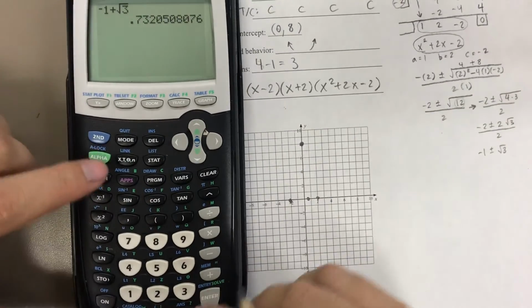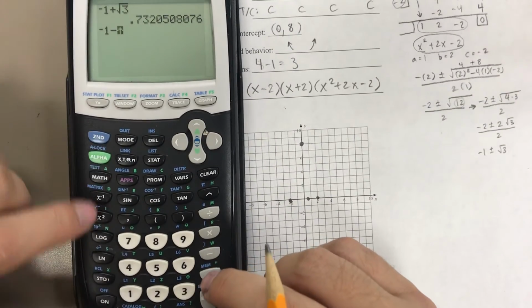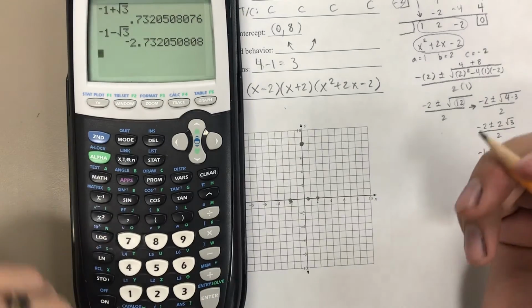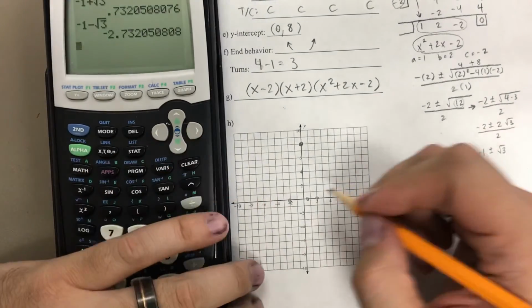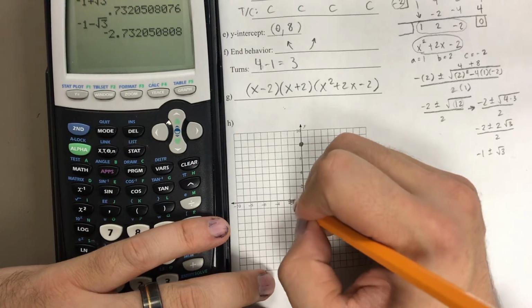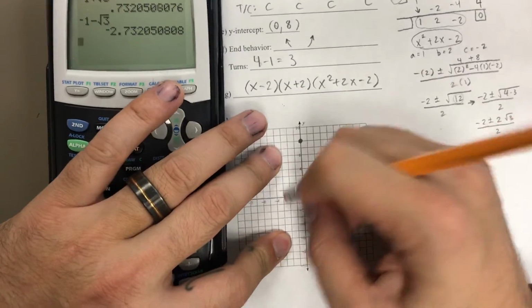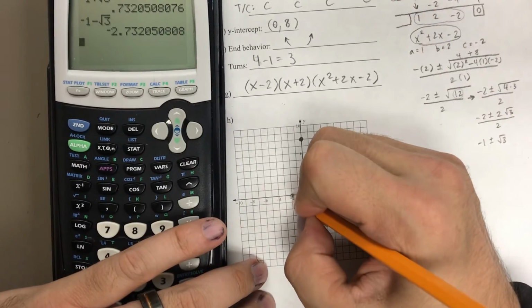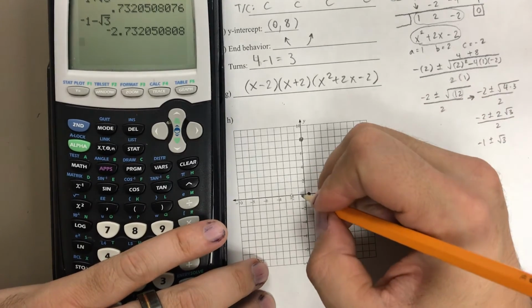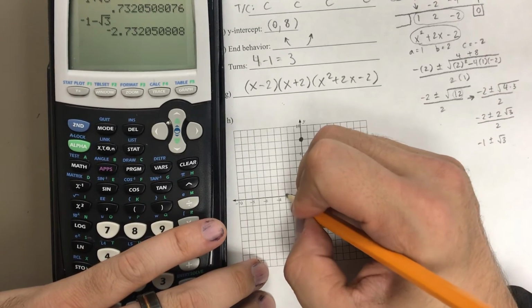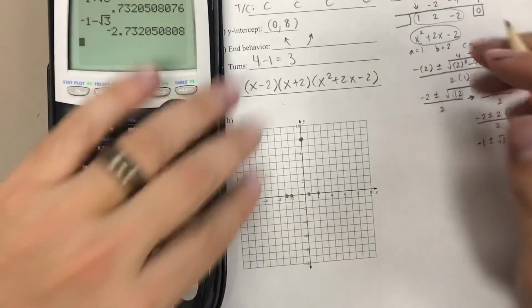And then let's try the other one out. So -1 minus the square root of 3, and we get -2.73 something or another. So it's going to be to the left of -2. Maybe I'm going to try and draw that a little bit over closer to here, a smaller dot. And then -2.73 would be right over there, somewhere right over there.